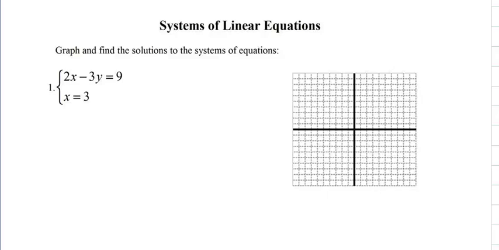Alright, this is systems of linear equations. This is the graphing method. So what we're going to do is try and graph these and find the solution. So let's just graph them first. So we have 2x minus 3y equals 9. And we can try to do intercepts if you want, but I'm going to solve it for y.